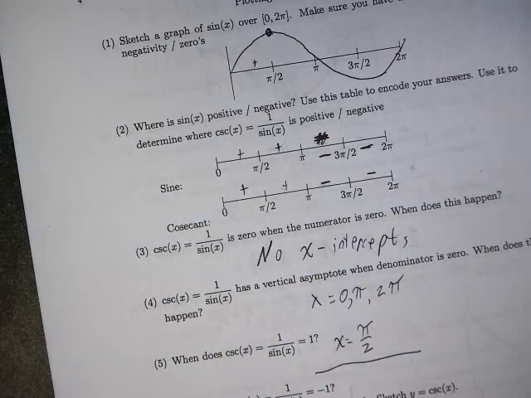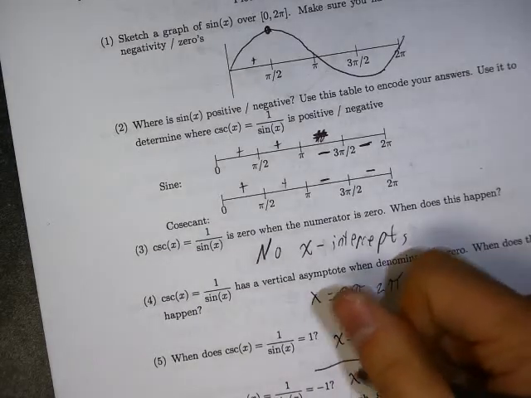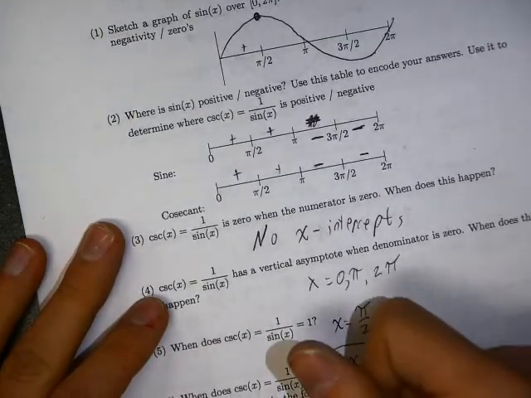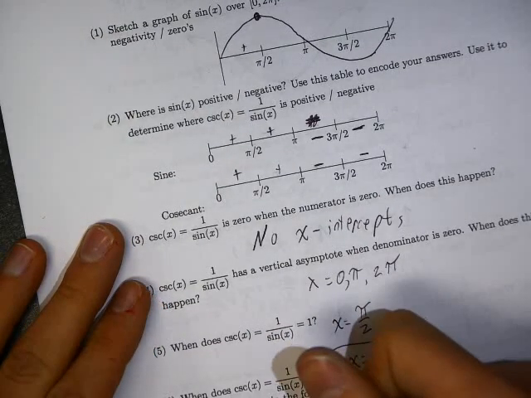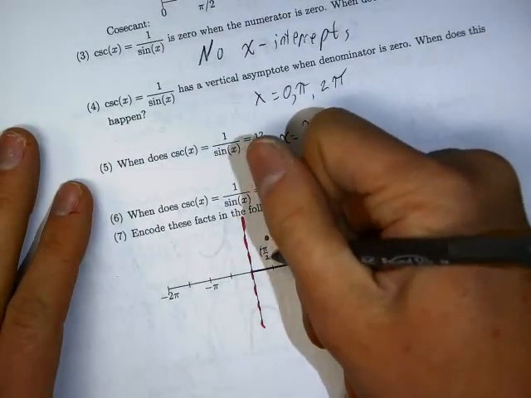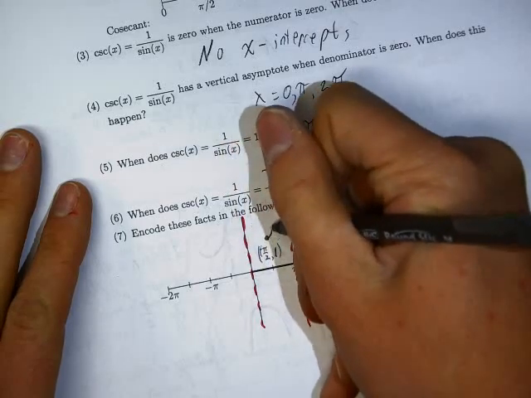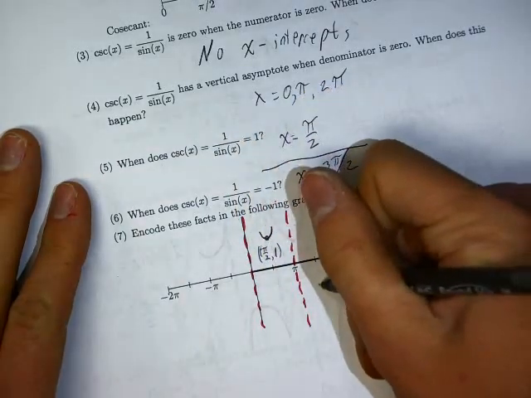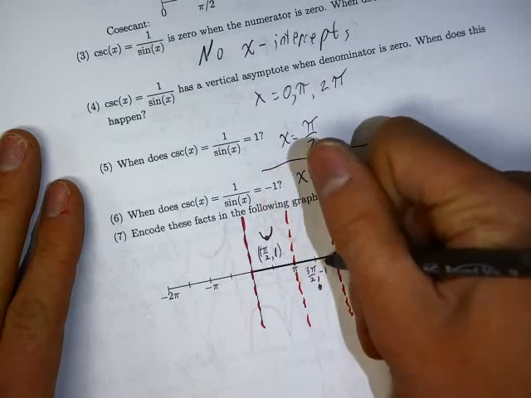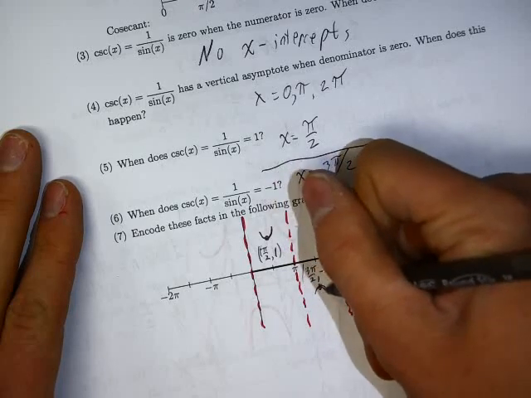Where is cosecant equal to negative 1? 3 pi over 2. Does anyone want me to talk through that one in any more detail than none at all? So let's draw those. So there should be a value right here, at pi over 2, comma 1. Then there will be a peak right here at 3 pi over 2, comma negative 1. And I'll see the top of a hill right there.